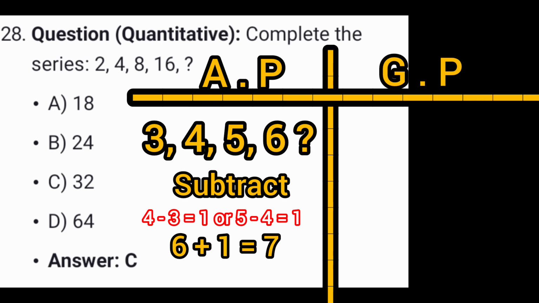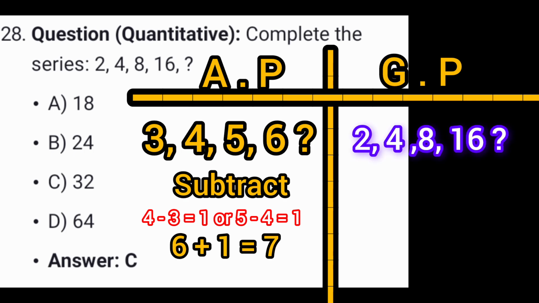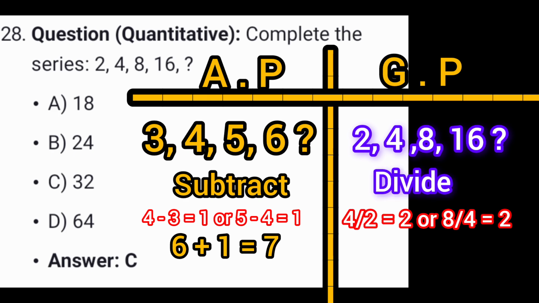But the question says we should complete the series 2, 4, 8, and 16. That is, what is the next number? For the GP, which is geometric progression, we divide the second term by the first term. That is 4 divided by 2, which gives us 2. Or we divide the third term by the second term, which is 8 divided by 4, gives us 2. And also when we divide the fourth term by the third term, which is 16 divided by 8, gives us 2.